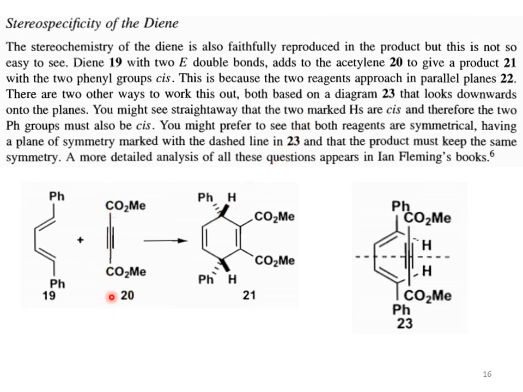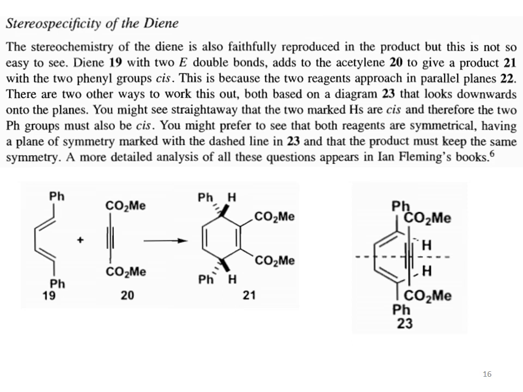When this diene is added across the triple bond, then it gives us this adduct. In this adduct, the two phenyl groups are cis to each other. This phenyl is below the plane and this phenyl is below the plane, and there is no stereochemistry over here.